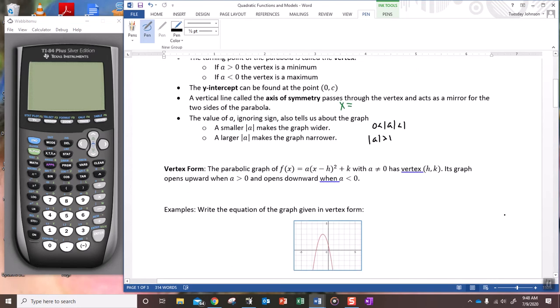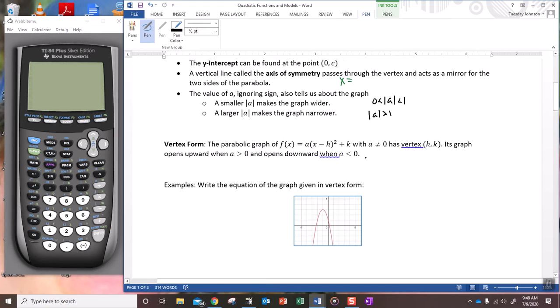Other than standard form, we also have vertex form, which we use quite frequently with parabolas. The parabolic graph of f of x equals a times (x minus h) all squared plus k, with a non-zero, has a vertex at (h, k). Its graph opens upward when a is greater than 0, and downward when a is less than 0. The a in this formula is the exact same a in the standard form formula. All right, exact same one.